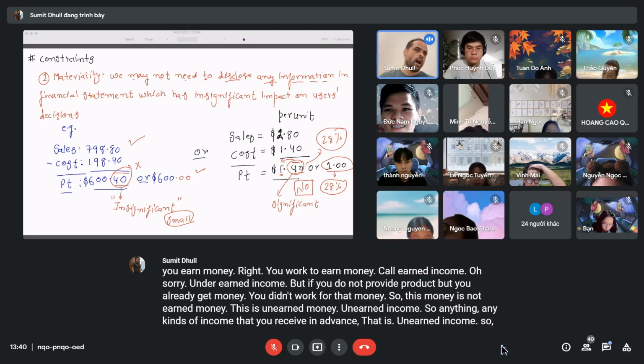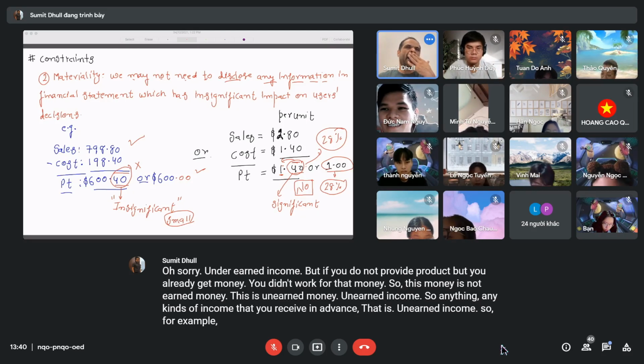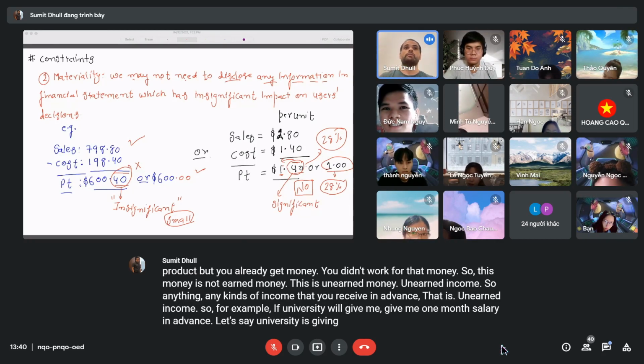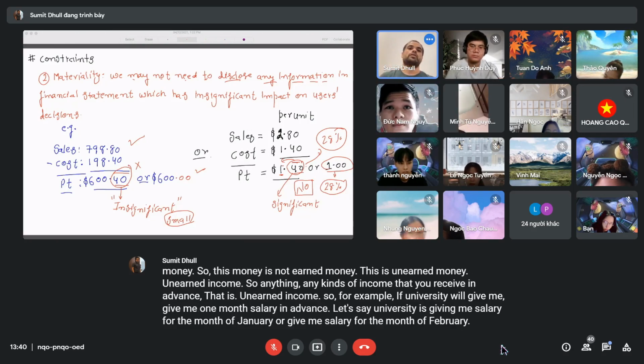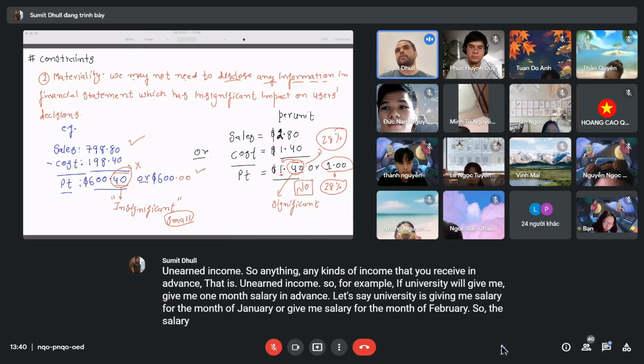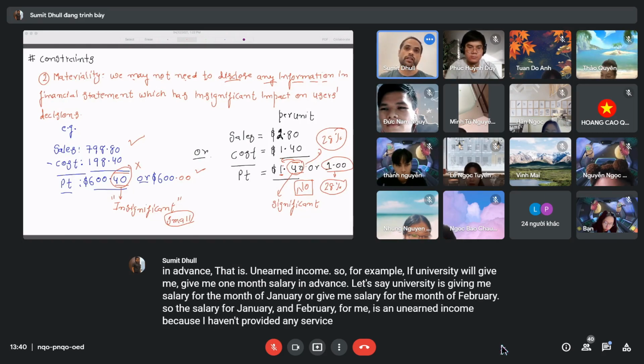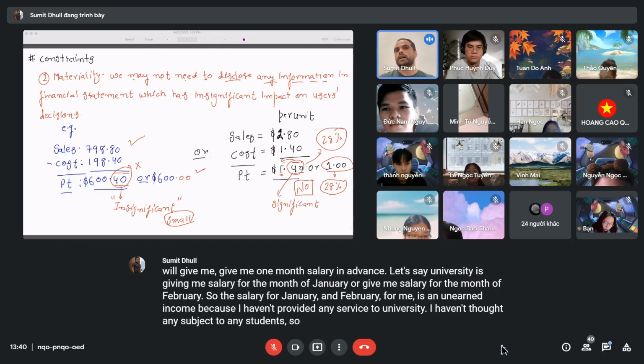So for example, if the university gives me one month's salary in advance, let's say the salary for the month of January or February, then the salary for January and February is unearned income for me, because I haven't provided any service to the university. I haven't taught any subject to any students. So that income becomes my unearned income, and that income is my current liability.